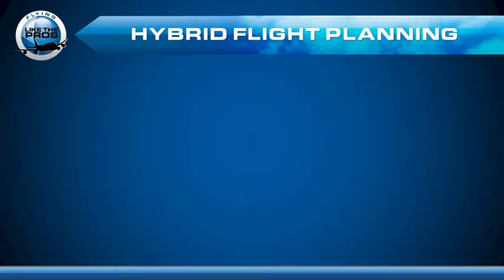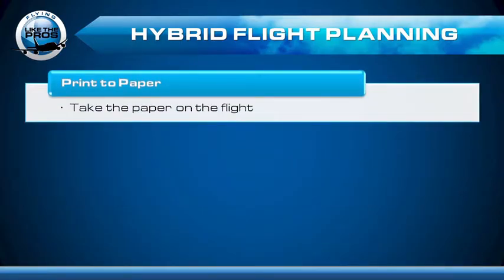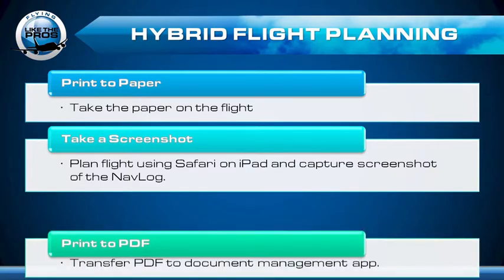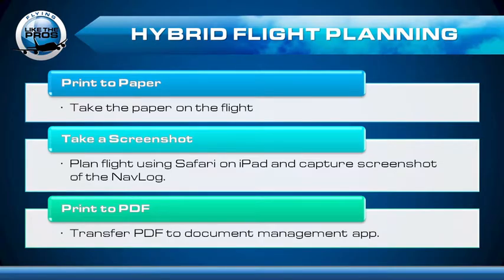There are several ways to do hybrid flight planning. Perhaps the simplest is to print your navlog onto paper and take it with you into the cockpit. Another technique is to use Safari on your iPad to access your internet flight planner, and once you have a navlog on the screen, simply take a screenshot of it. Perhaps our favorite technique is to create a PDF document of the navlog and then transfer it to a document management app on the iPad.